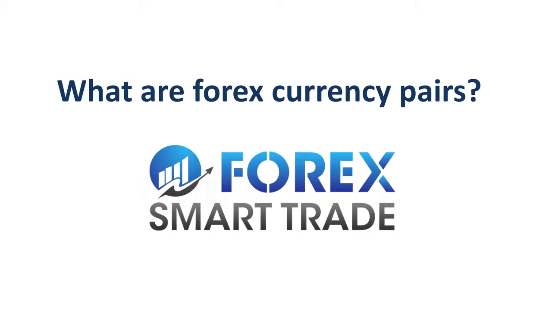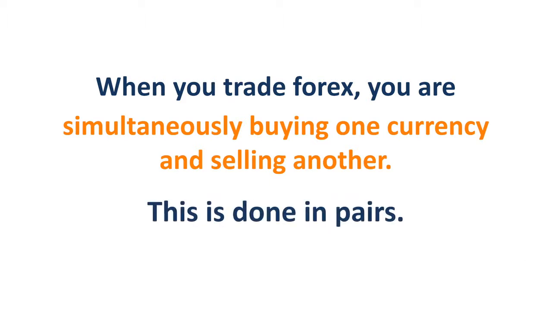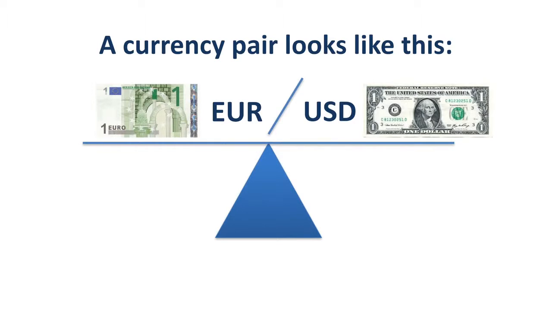In today's lesson, we're going to talk about Forex currency pairs. So when you trade Forex, you're simultaneously buying one currency and selling another. This is done in pairs. So here's an example of what a currency pair looks like. We're going to use the Euro-US dollar currency pair.